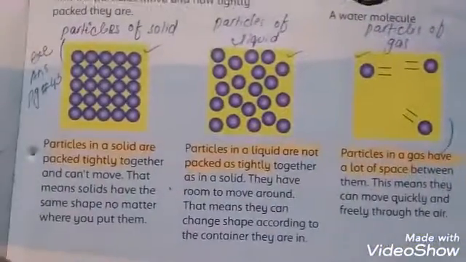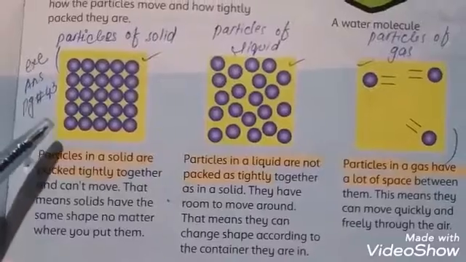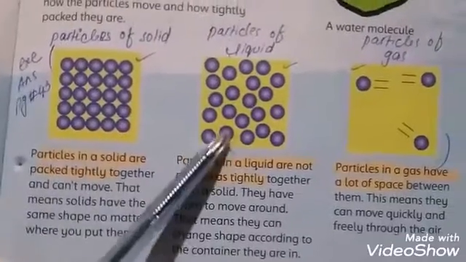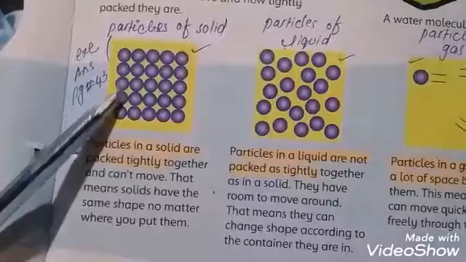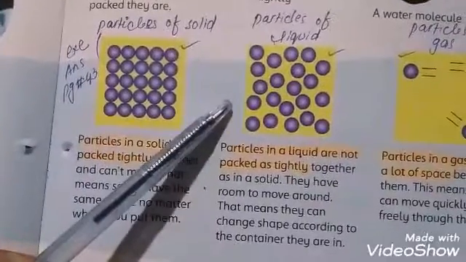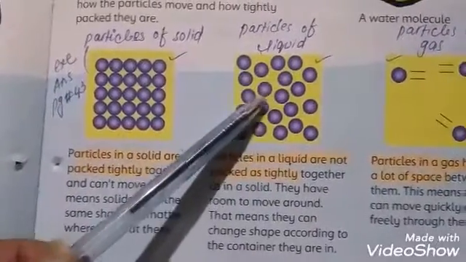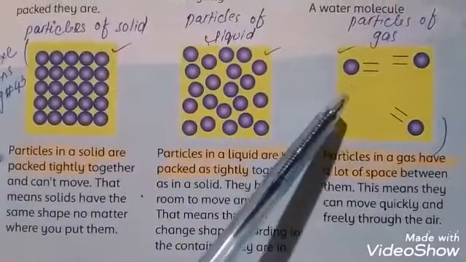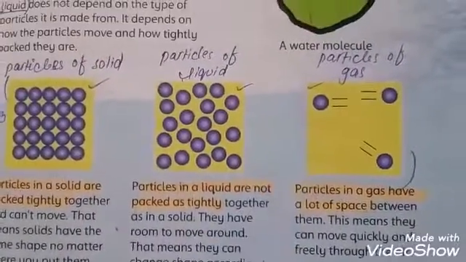And here in this figure you can see the arrangements of particles of solid, liquid and gas. Solid particles are tightly packed, having no space in them. Liquid particles are loosely packed, having some space in them, and gas particles have lots of space and they can move freely here and there.